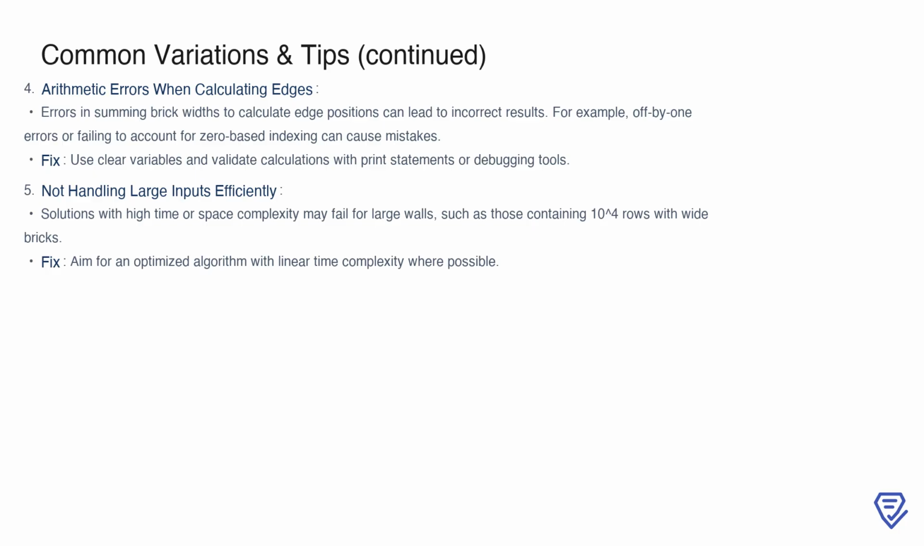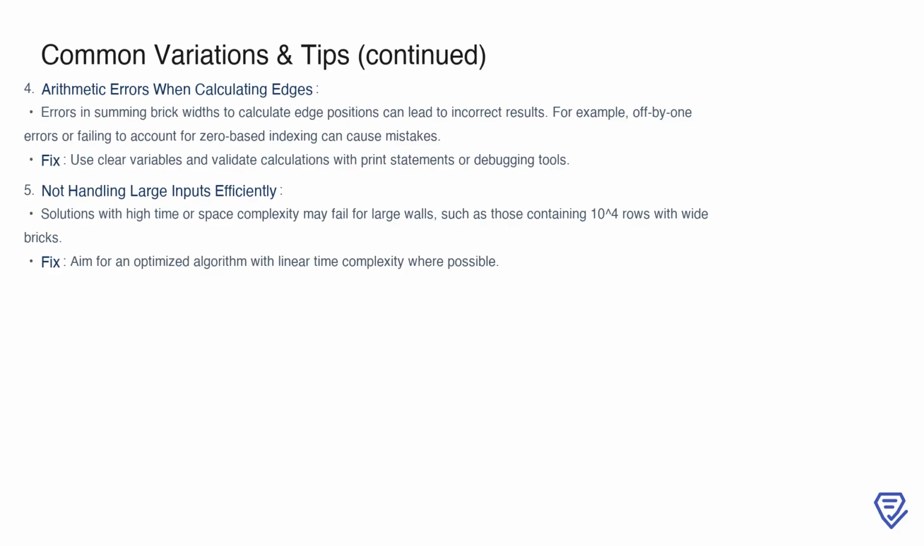Arithmetic errors can also be a source of mistakes. When summing brick widths to calculate edge positions, off-by-one errors or confusion with zero-based indexing can lead to inaccuracies. To avoid this, it's important to use clear variable names and validate your calculations using debugging tools or print statements. Another common pitfall is not handling large inputs efficiently. For example, walls with thousands of rows and wide bricks can overwhelm solutions with high time or space complexity. To address this, aim for optimized algorithms with linear time complexity where possible, ensuring your solution remains scalable even for the most demanding inputs.